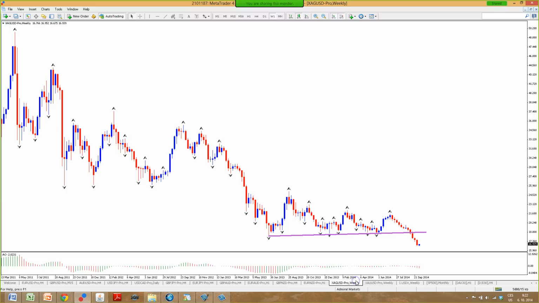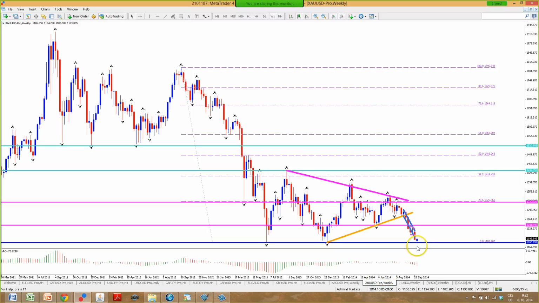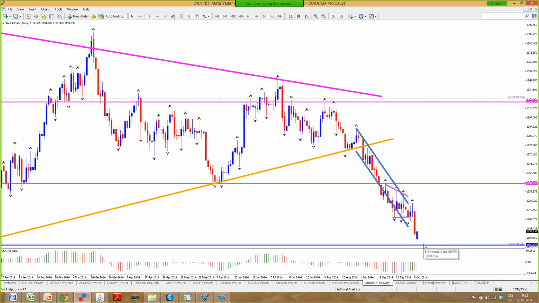All right, let's take a look. XAG falling again with one more bearish week down below 17. XAU has reached the bottom. We talked about this one several times. You can see price reaching the bottom.